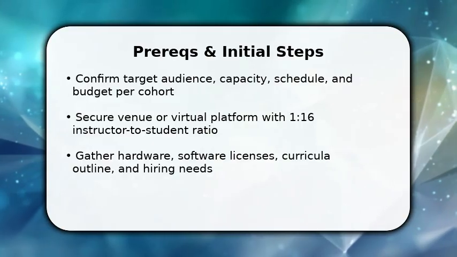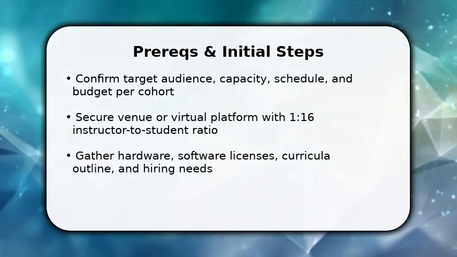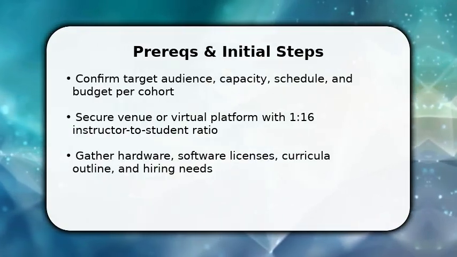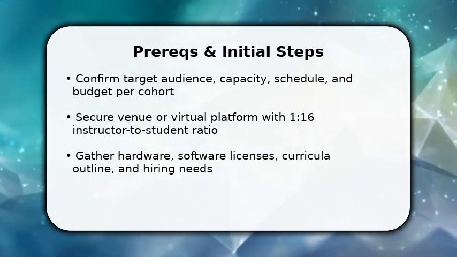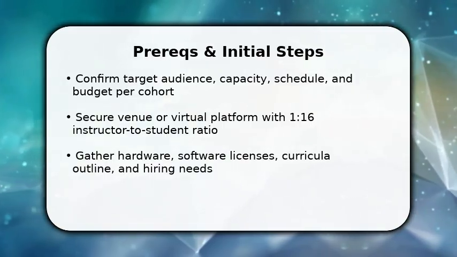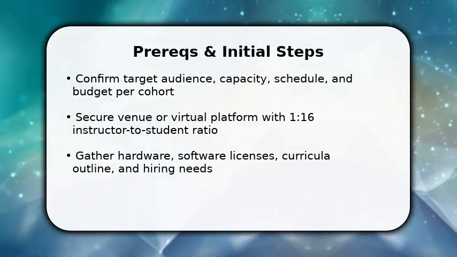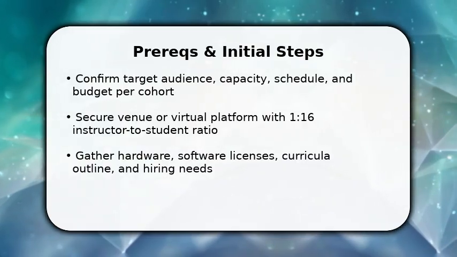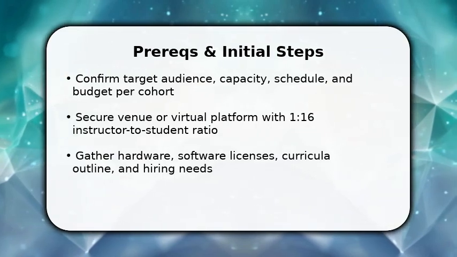You start by confirming prerequisites: audience skill level, cohort size, and timeline so you know scope. Next, reserve your venue or virtual platform and lock in a 1:16 instructor-to-student ratio to keep quality. While doing that, order hardware, secure software licenses, and finalize the curriculum outline. This prevents last-minute gaps. Once done, post initial enrollment details and hire adjunct instructors as needed so you can move straight into detailed scheduling and student intake.